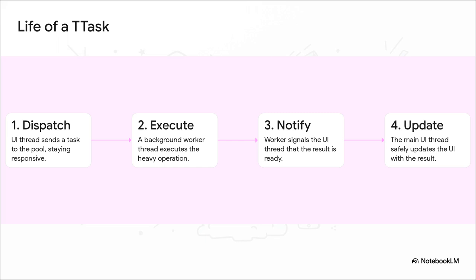Step 1 is dispatch. Your main UI thread creates a task, let's say, go fetch this data from the server, and it hands it off to something called the thread pool. The most important part here is that the UI thread does not wait. It immediately goes back to its job of keeping the app smooth.